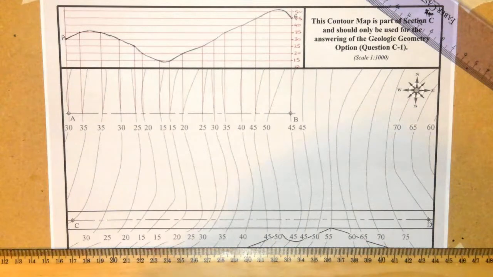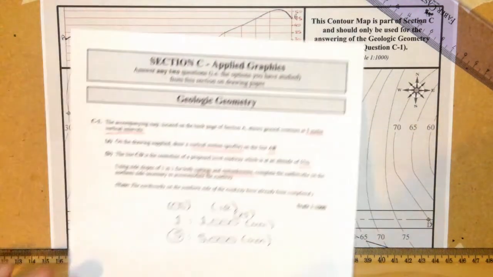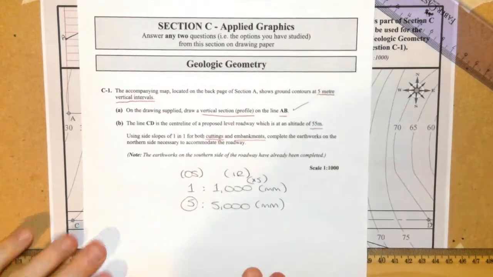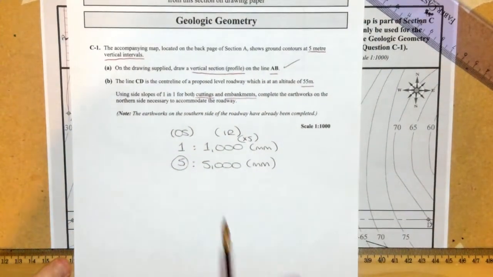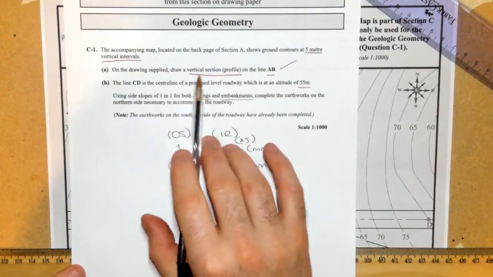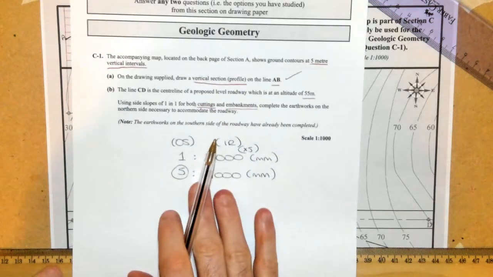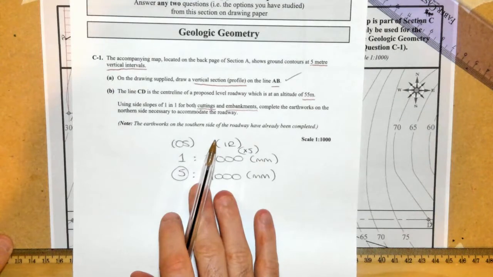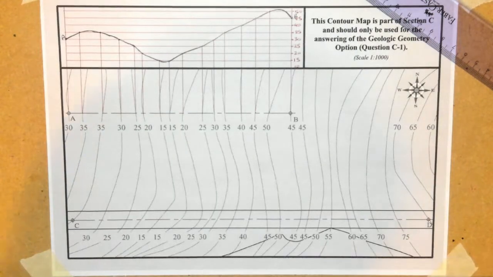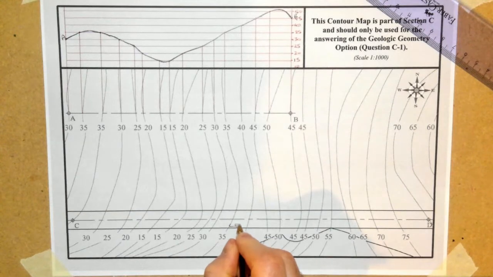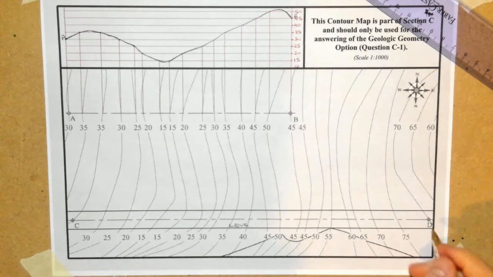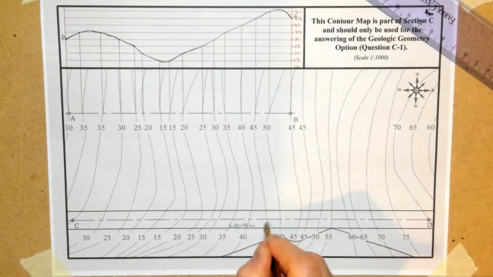So there we have it, folks. That there is part A done, where we have done the vertical section profile along the line AB, so I can tick that off. Now, part B, it says the line CD is the central line of a proposed roadway which is level, okay, a level roadway which is at an altitude of 55. So what I would always identify it, and I would just say level from C to D at 55 meters.